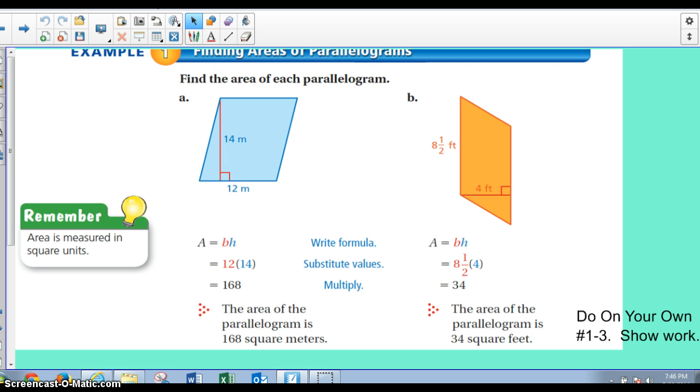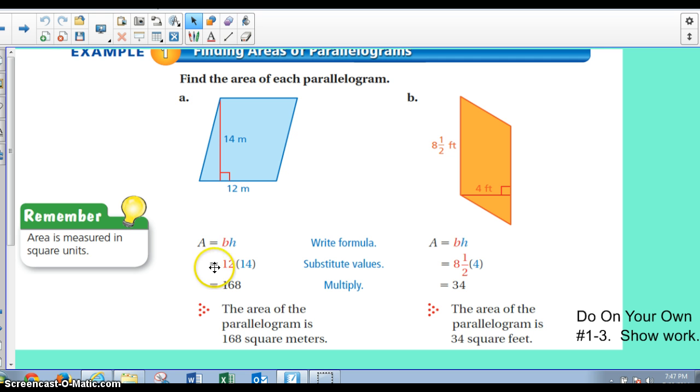All right, example 1, finding areas of parallelograms. Find the area of each parallelogram, A and B. First we write the formula. Now for this whole unit, you will be asked to write the formula first. So before you even do any numbers, you will write the formula. In this case, the formula is A equals B times H. You would do that first for all your work. Write it down. Even though it remains the same, I want you to write it down.